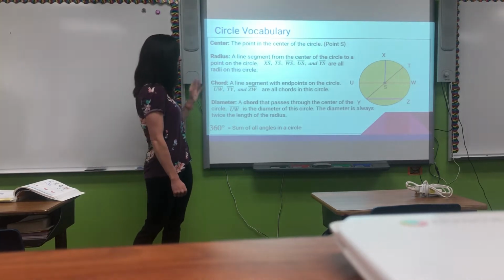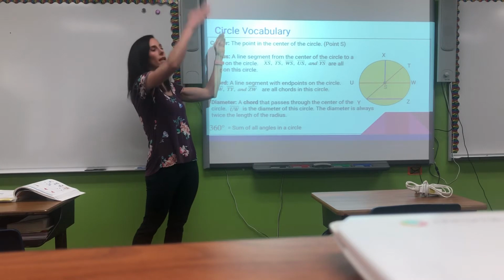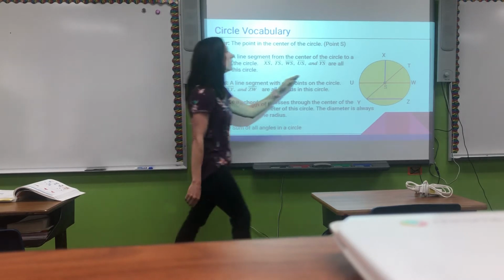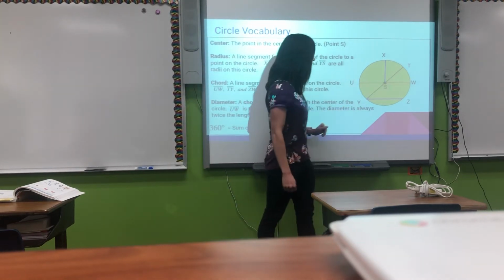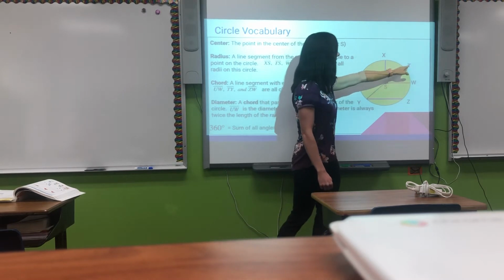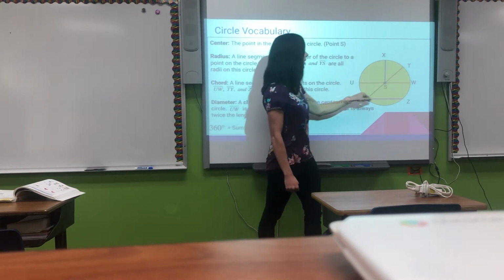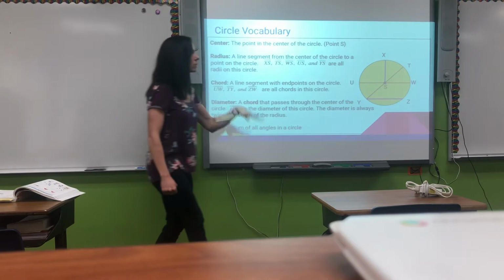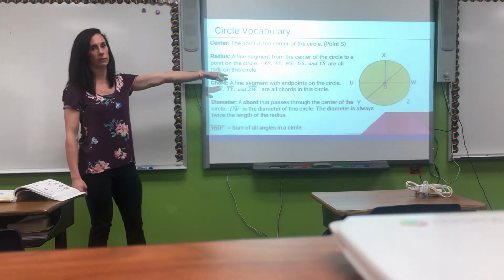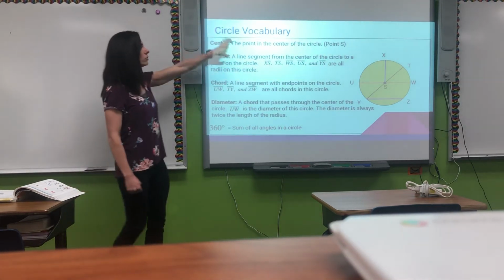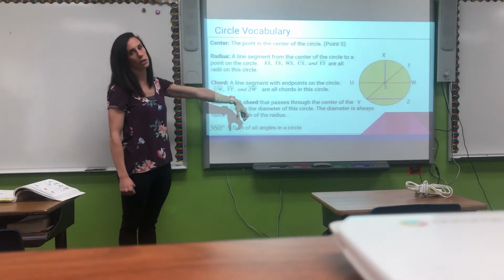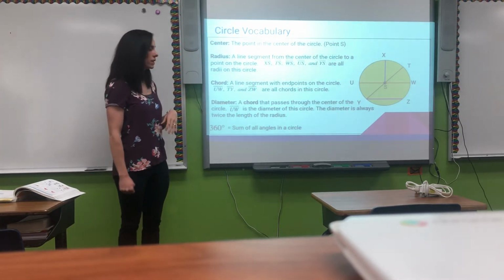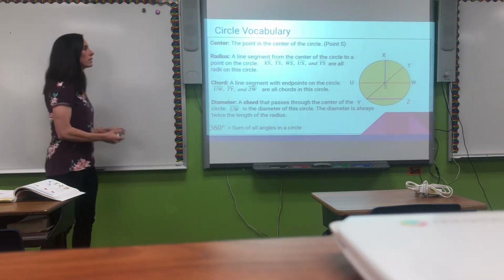Okay, so it has points on both ends and it goes through the center. So UW is a diameter, and YT is a diameter. YZ is not a diameter because it doesn't pass through the center. Okay? So you need to memorize all three of these and make sure that you could identify them.